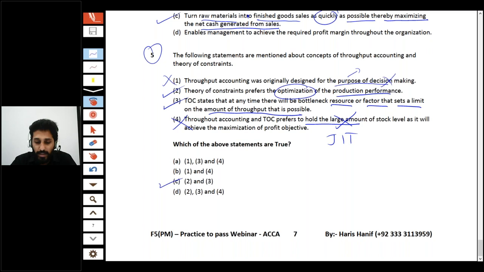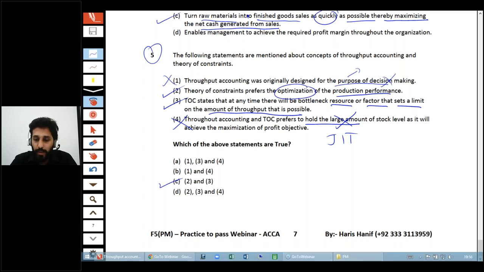Now students, once again I'm repeating that you people are good. You are here in your skills module, the applied skills module, and you can achieve success. You can pass the paper if you work hard and smart.